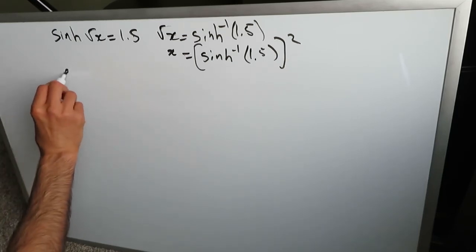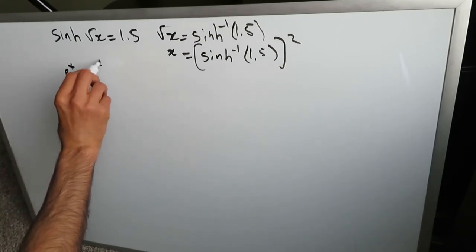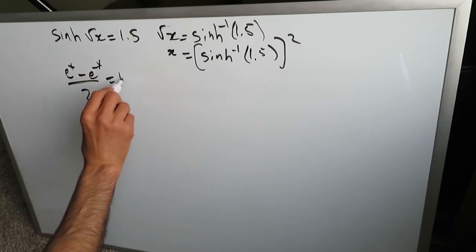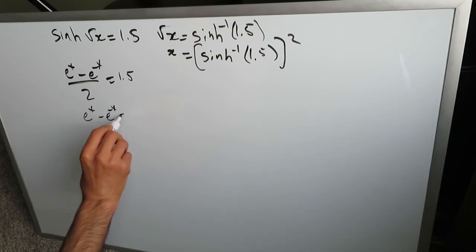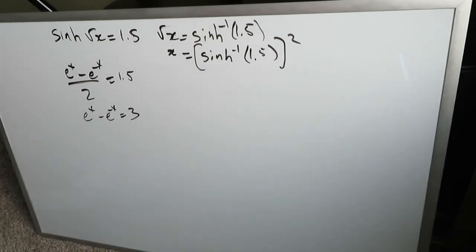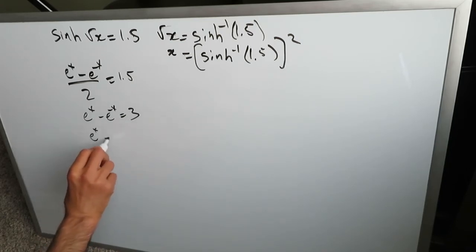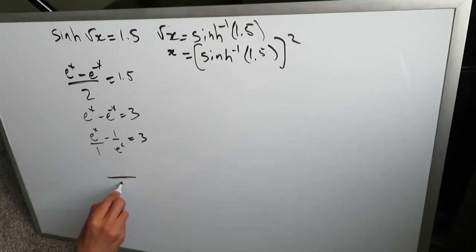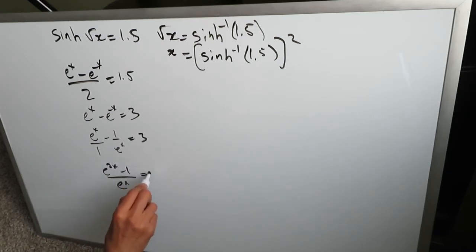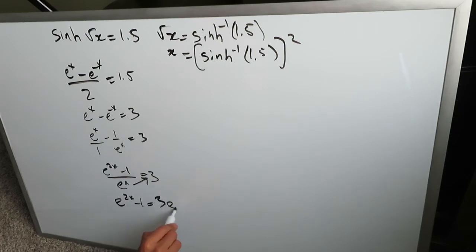This one right over here: e to the x minus e to the minus x over 2 is equal to 1.5. Take the 2 to the other side: e to the x minus e to the minus x is equal to 3. And remember, the effect of that square can come in at the very end. e to the x minus 1 over e to the x is equal to 3. You know which direction we're leaning towards here. You'll get e to the 2x minus 1 is equal to 3, take this up over here, and you'll have e to the 2x minus 1 is equal to 3e to the x.